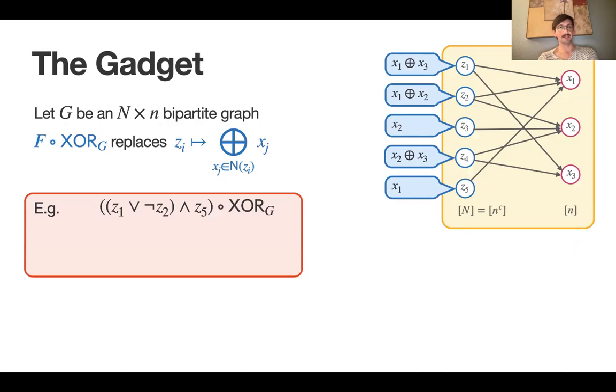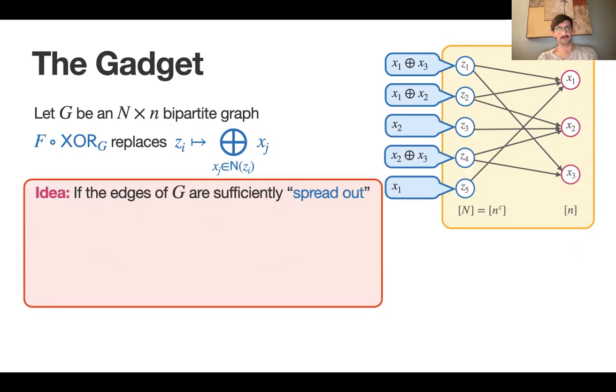So a simple example, let's say that Z1 or not Z2 and Z5 is a CNF formula. We compose it with this XOR gadget. Then what we're going to get is this. So we replace Z1 with its XOR. So X1 parity with X3, and so on and so forth.